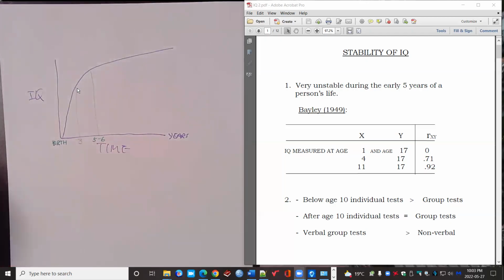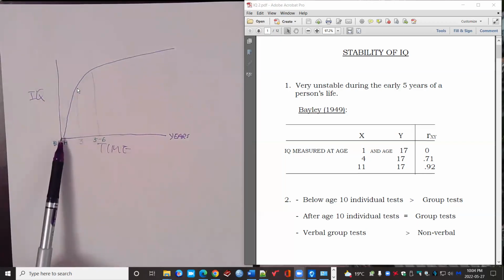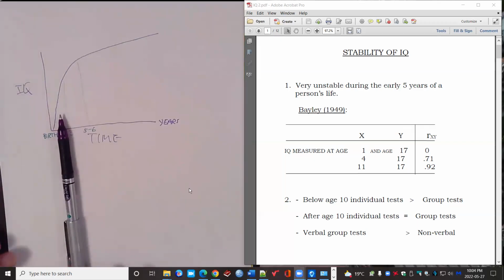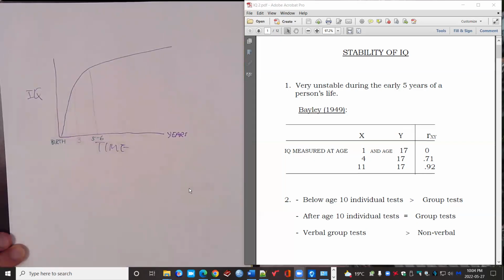All right, you see here, from birth to 3 years old, look at how steep the curve is. So the child grows rapidly, and intelligence grows rapidly. So by about 5 to 6 years old, 2/3 of our ultimate intelligence, 2/3 are already laid down here.